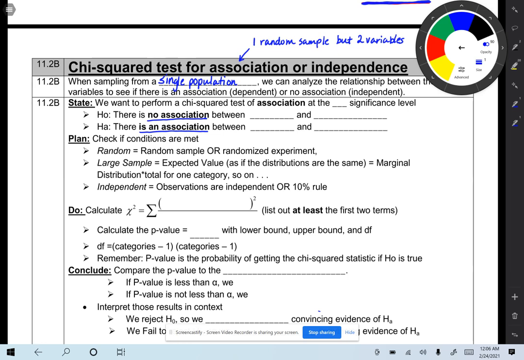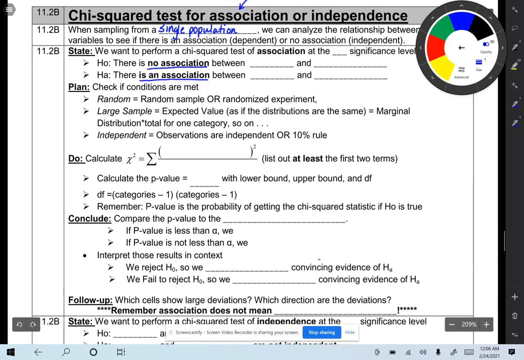Then you check the conditions. They're the same conditions as the chi-square test for homogeneity. To do the large sample, you take those marginal distributions and multiply them by the total for each category. And the independence condition is the same. The chi-squared statistic is also the same. It's observed minus expected quantity squared divided by the expected.